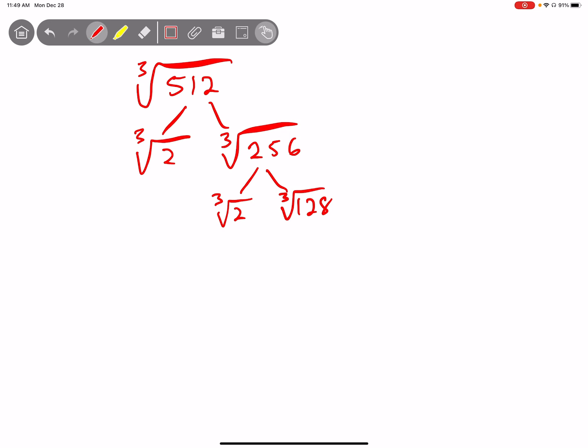Just like when we were dealing with square roots, I'm keeping my roots on top of the numbers for now because I need them. It helps me decipher the difference between a factor that's a root versus a factor that is not a root.